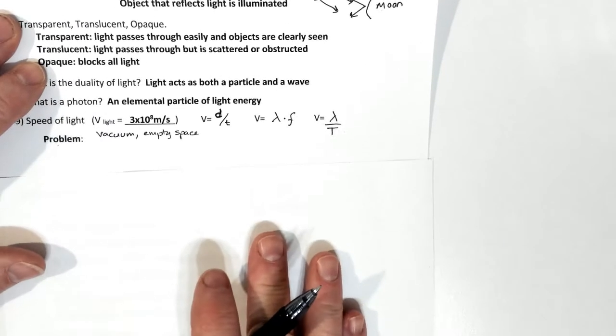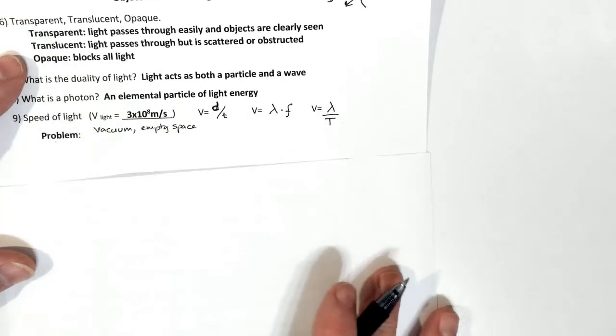So let's do a quick problem. Let's say that we have a light or lightning. Let's say we have lightning.